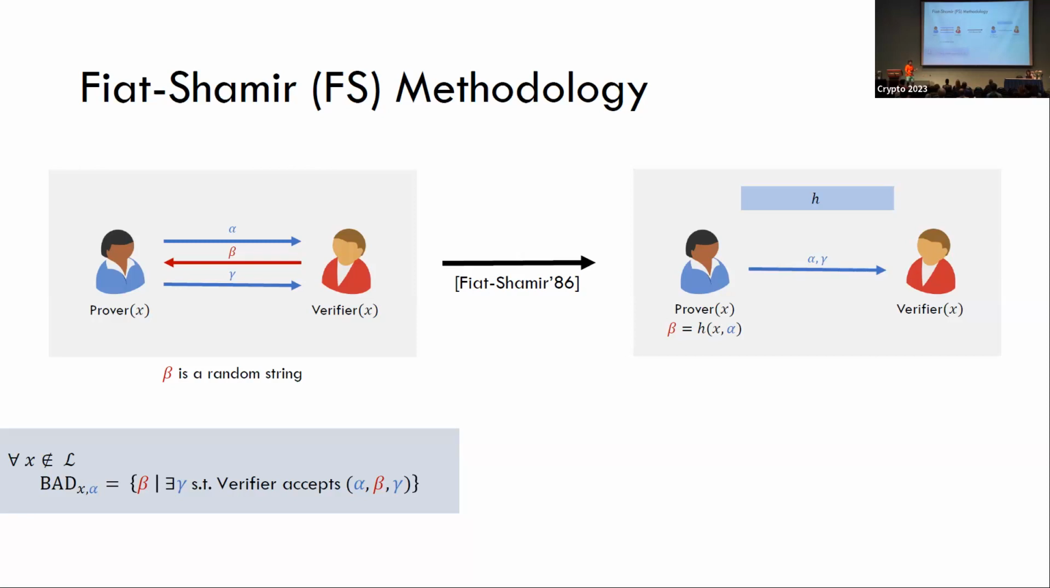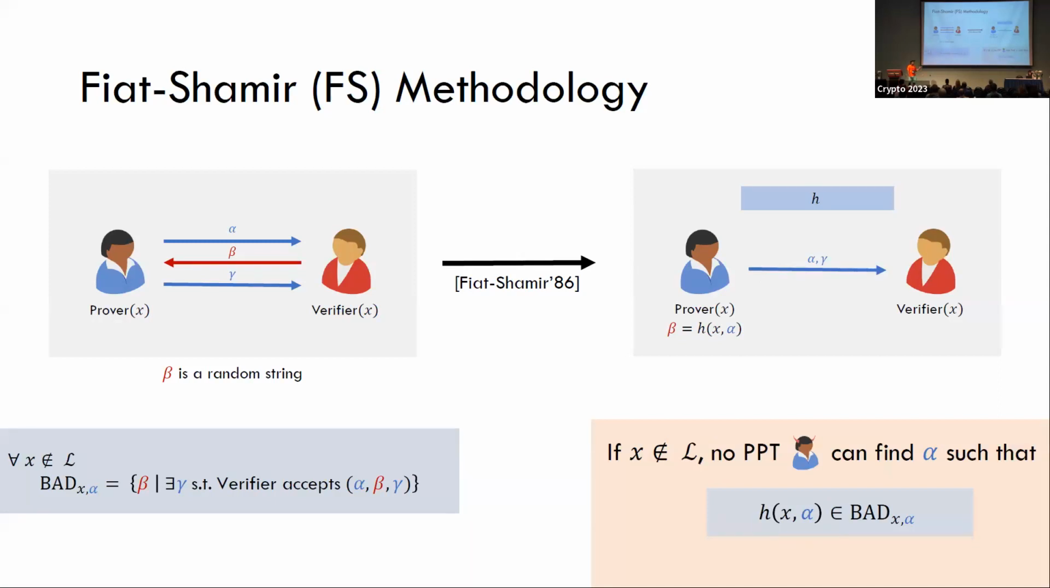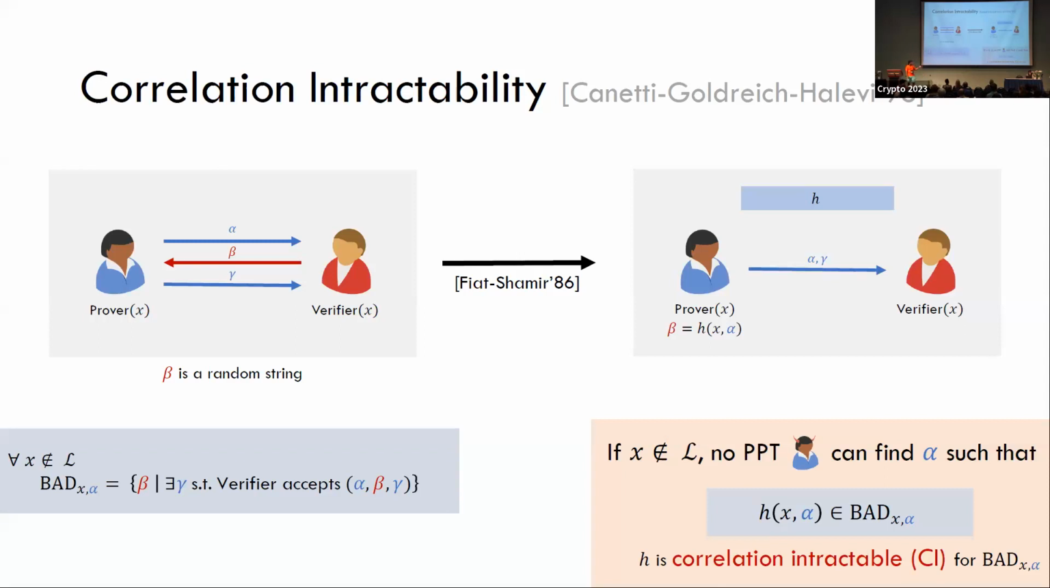So in the interactive setting, the prover doesn't really have any control over how this challenge is picked by the verifier. Whereas in the non-interactive setting, it can choose different values of alpha, run the hash function over and over again, and try to get a challenge beta that falls into this bad set. So the requirement that we have is that for false statements, no cheating Alice can find an alpha such that the output of the hash is a bad challenge. And a hash function satisfying this is said to be correlation intractable for this specific set bad.